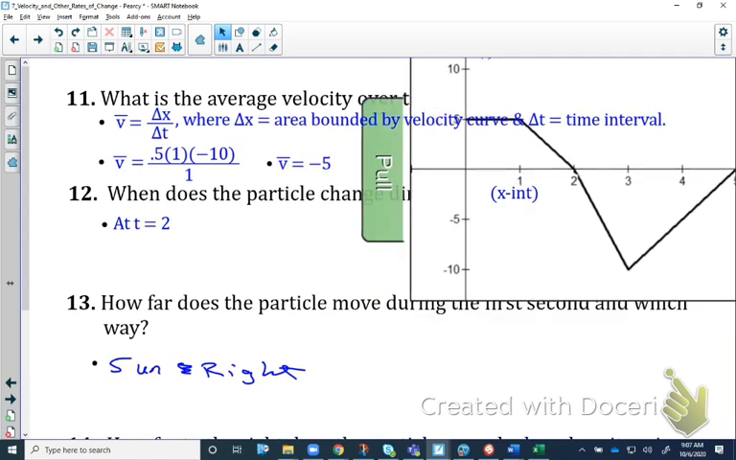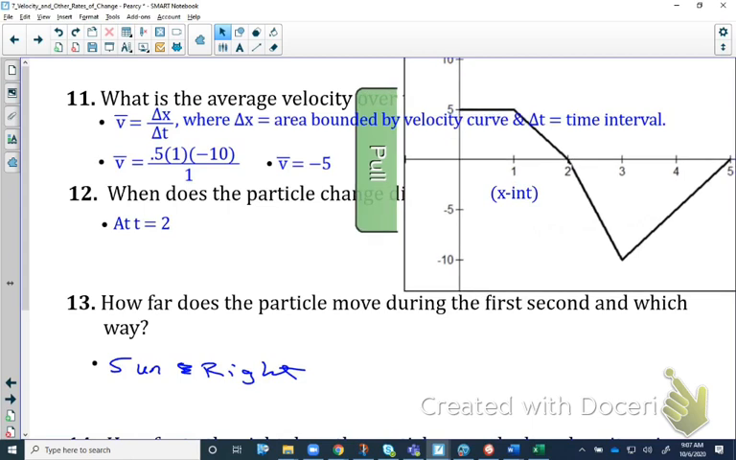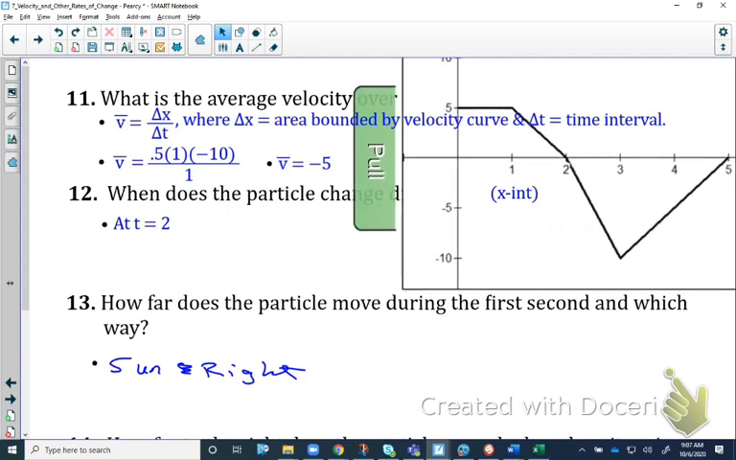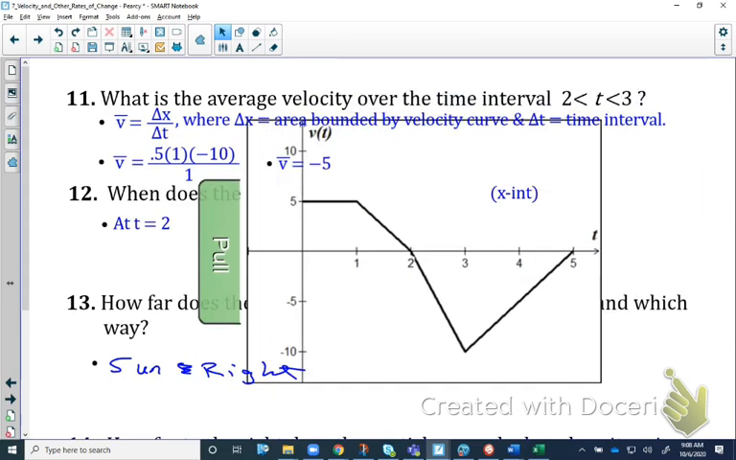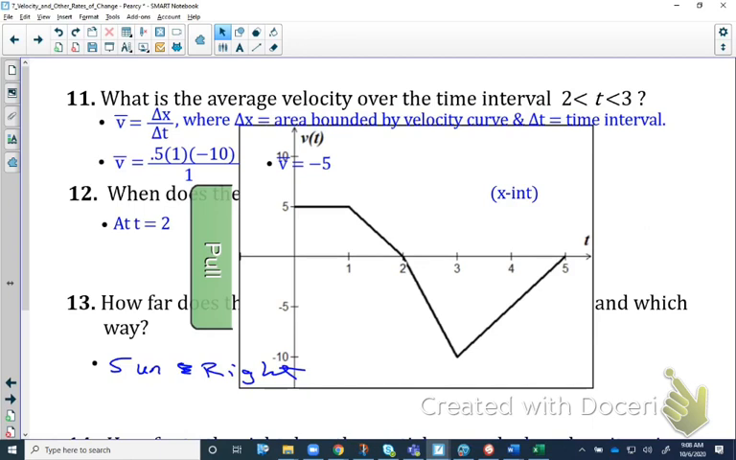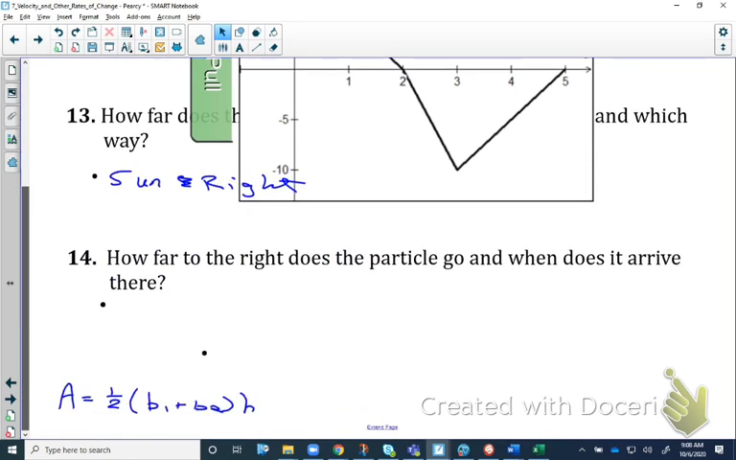How far does the particle move during the first second, and in which way? Here I didn't have it typed up, and apparently I had it saved, written out here. It's going to be moving 5 units to the right. So between the first second, that's that constant segment. So velocity is positive, so we're moving 5 units to the right, and that's because the value of the velocity is positive at that point.